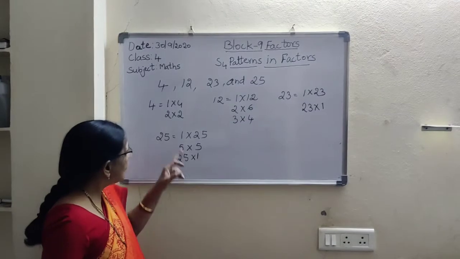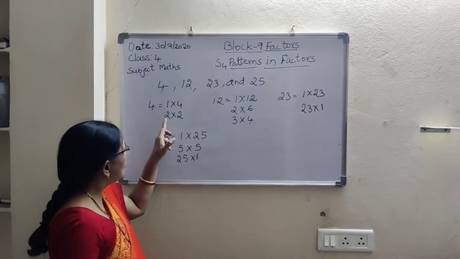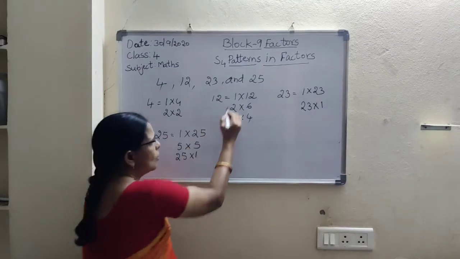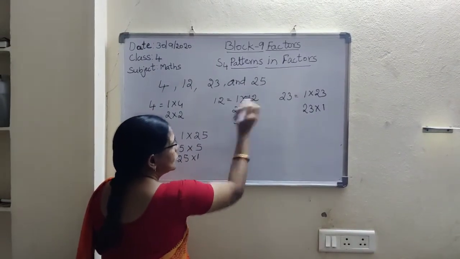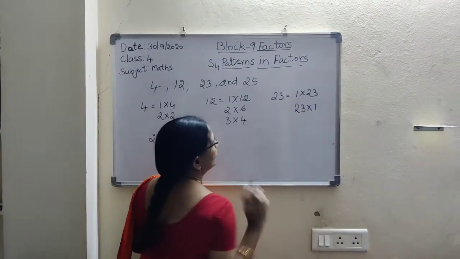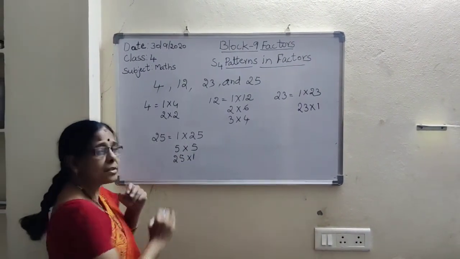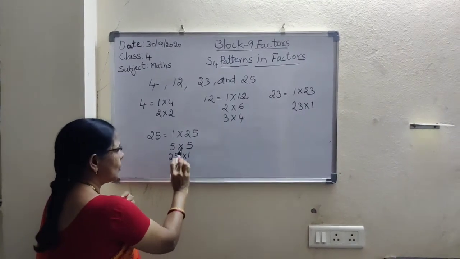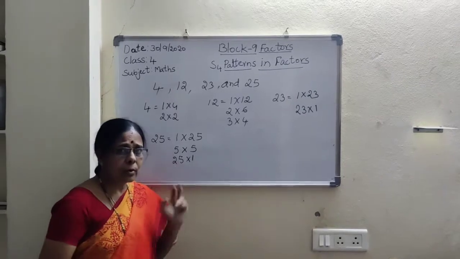What are the factors of 4? 1, 2, 4. Okay, next what are the factors of 12? 1, 2, 3, 4, 6, 12. And the factors of 23 are 1 and 23. Next, what are the factors of 25? 1, 5, 25. Okay, these are the factors of 25.